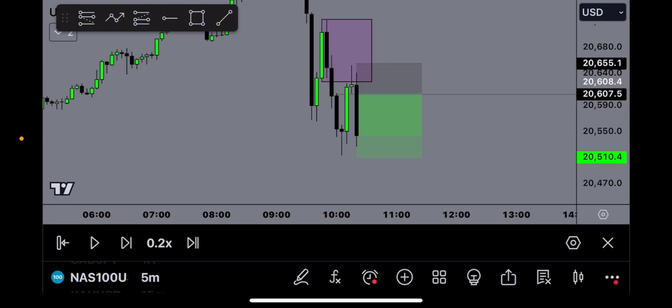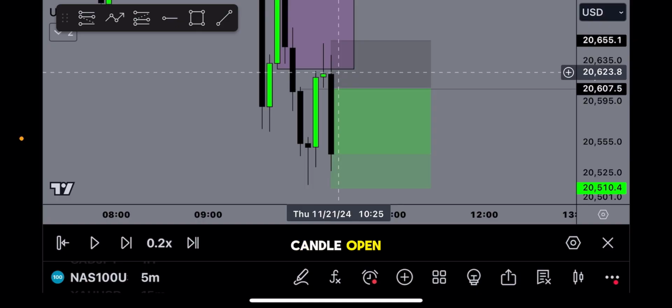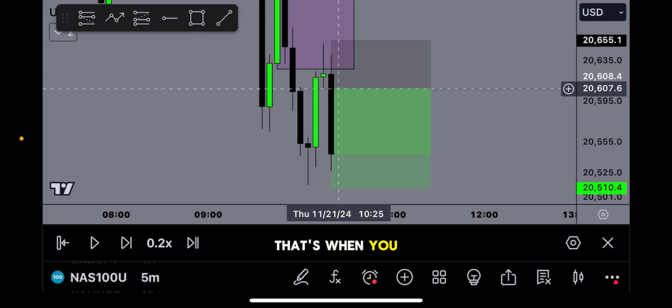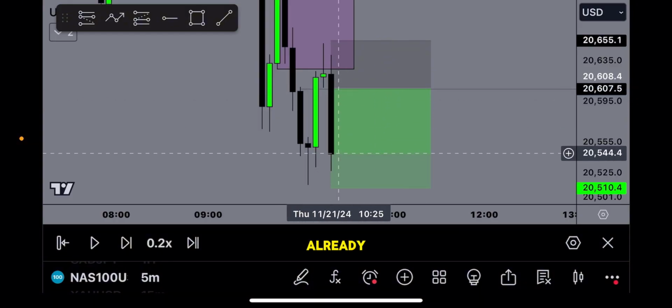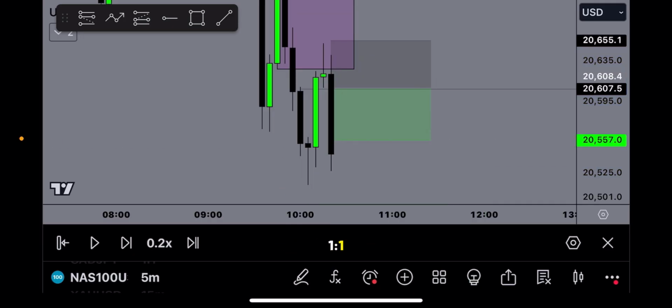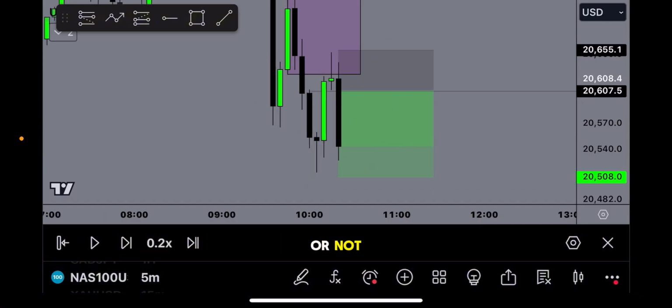Boom. As soon as you see this candle open and it passes the bottom and breaks the low, that's when you should be already clicking the button, getting in for sells. Okay? And then by the time this candle closed, your TP1, take profit 1, was already hit right here, 1-to-1. And then now we're just waiting for your 2-to-1 to see if it gets hit or not.